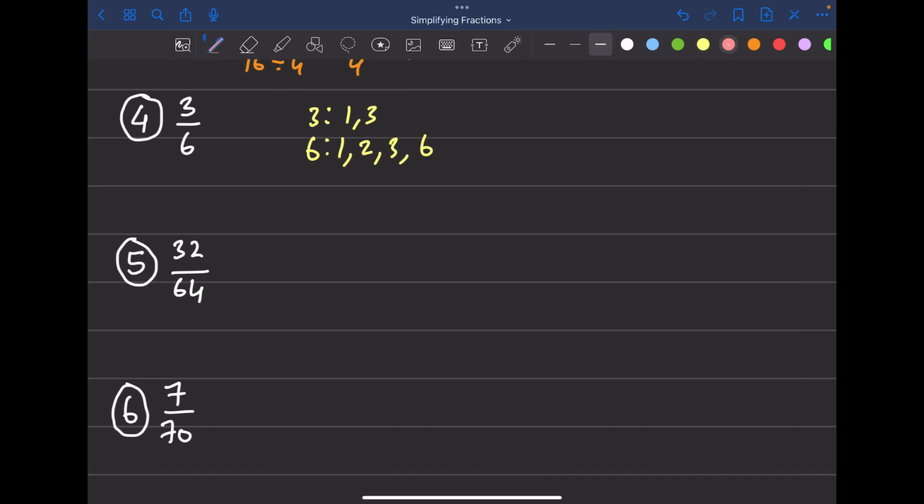Do they have any common factors other than 1? Because once again, we don't usually divide by 1. So yes, they have a 3. That means you can divide the top and bottom by 3. So 3 divided by 3, that gives you 1. 6 divided by 3, that gives you 2. And you have the simplest form of this fraction.